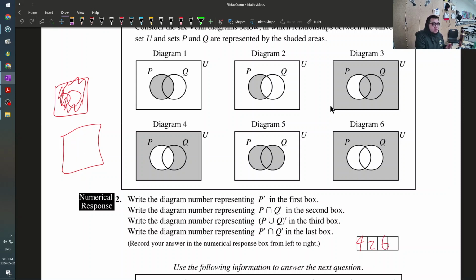Not P intersect not Q. So what is not P? Not P is this part. Okay, so a middle and all of P is not shaded. And then what is not Q? Not Q, it is everything but Q is shaded. So what is common between these two? 6 is also the answer because of De Morgan's law.